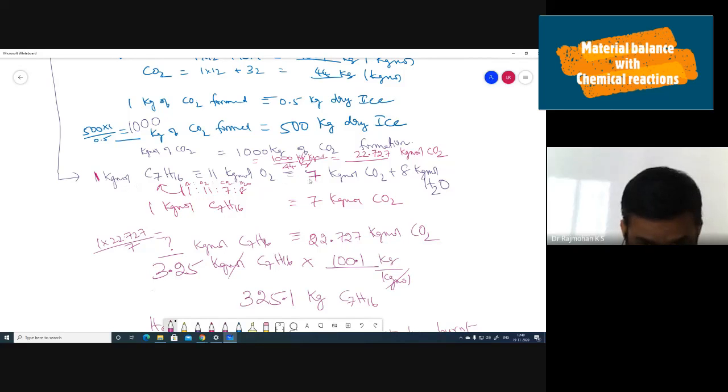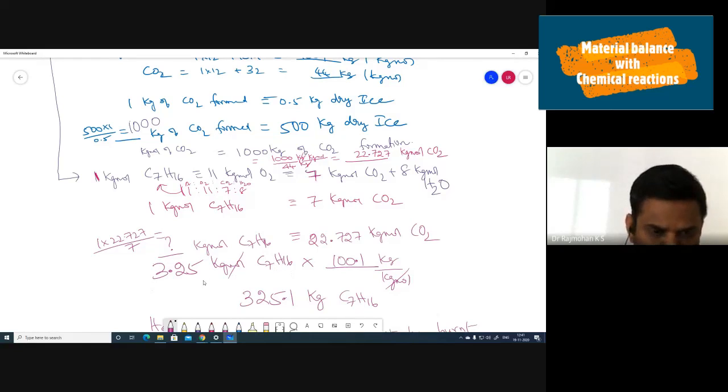Now we write the reaction. What is the ratio in which they are taking part in the reaction? Heptane and oxygen react in the ratio 1:11 to form carbon dioxide and water in the ratio 7:8. So as per the stoichiometric ratio, to form 7 kg mole of CO2, we want 1 kg mole of heptane. To produce 22.727 kg mole of CO2, the heptane required comes to 3.25 kg mole.